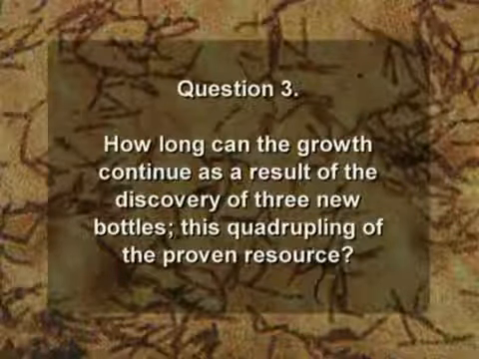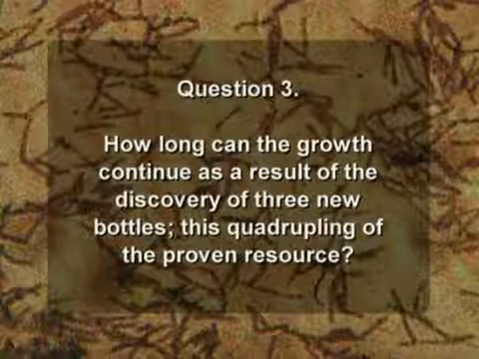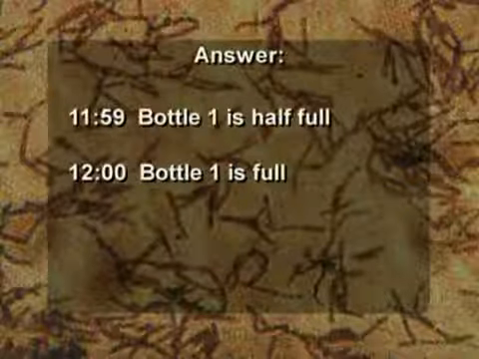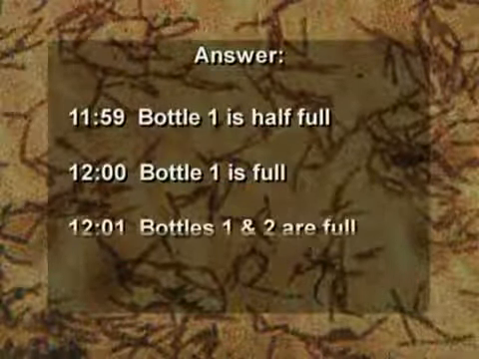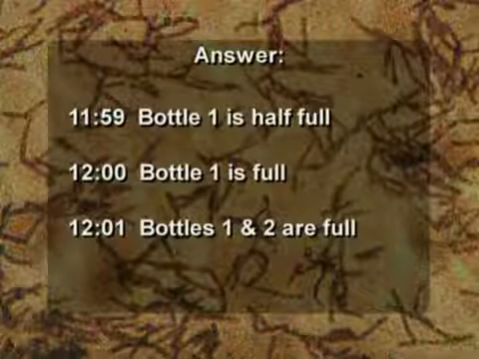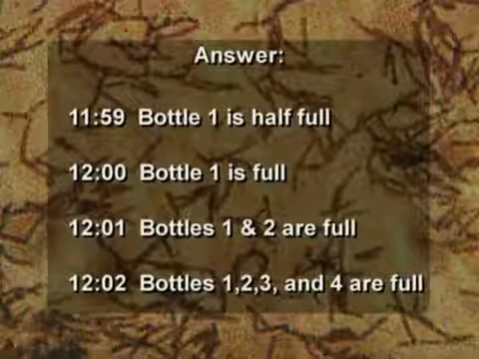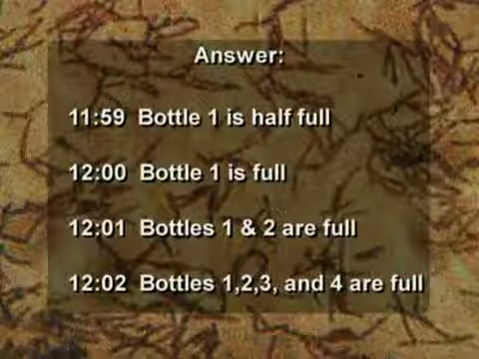Well, you know what the third question is. How long can the growth continue as a result of this magnificent discovery? Well, let's look at the score. At 12 noon, 1 bottle's filled, there are 3 to go. 12:01, 2 bottles are filled, there are 2 to go. And at 12:02, all 4 are filled, and that's the end of the line.